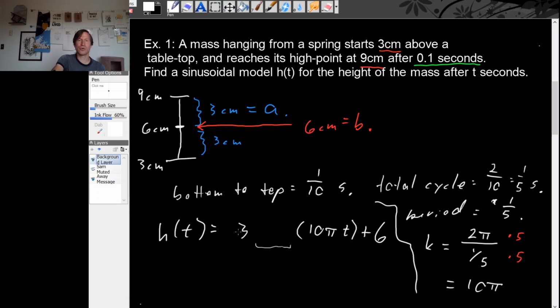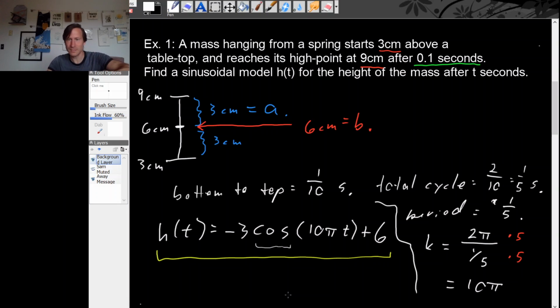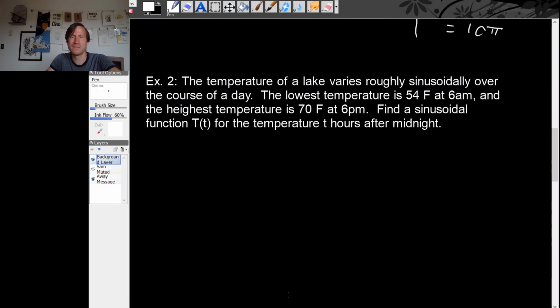Okay, so this oscillation, it looks like it starts at its low point, and so we can't use sine. Using sine, we would start in the middle of an oscillation. Since we're starting at a low point, we have to use cosine, but cosine starts at the top. To make it start at the bottom, we need a minus sign in front to flip the starting point from the top down to the bottom. So here's our sinusoidal function to describe the height of the mass hanging from the spring.